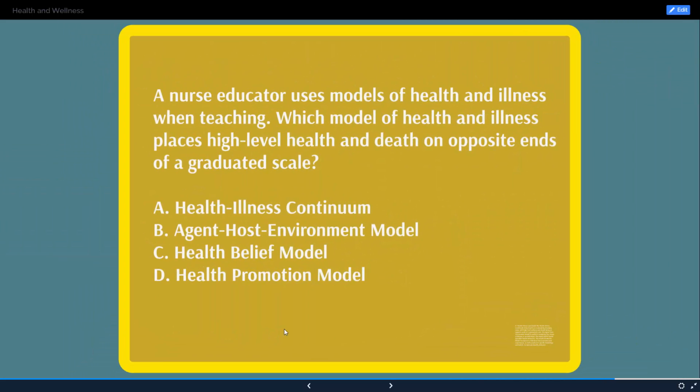A nurse educator uses models of health and illness when teaching. Which model of health and illness places high level health and death on opposite ends of a graduated scale? Is it A, the health illness continuum, B, the agent host environment model, C, the health belief model, or D, the health promotion model?